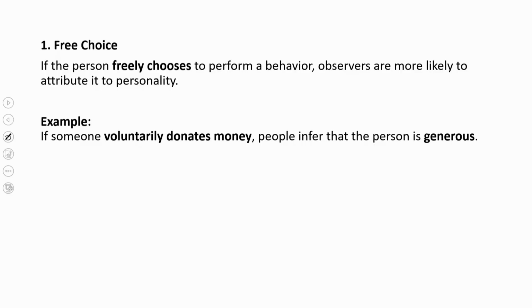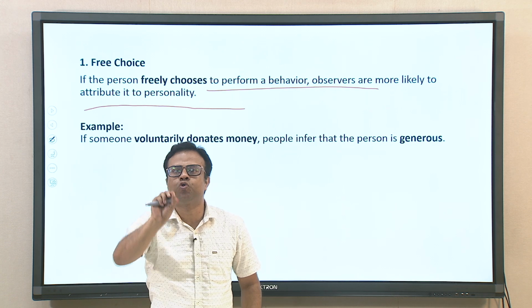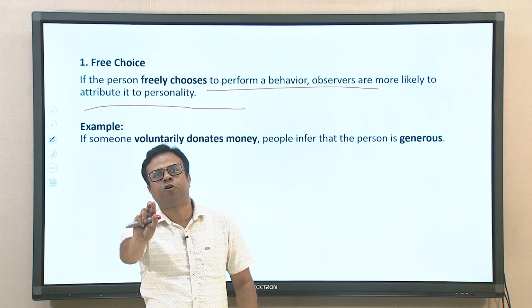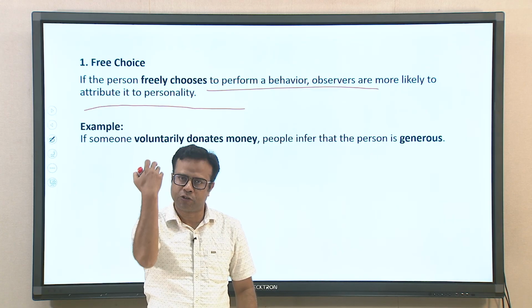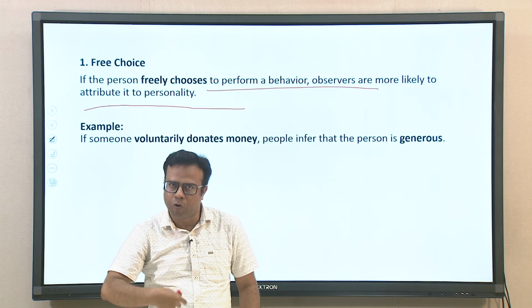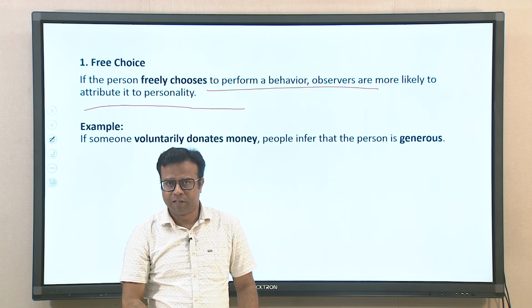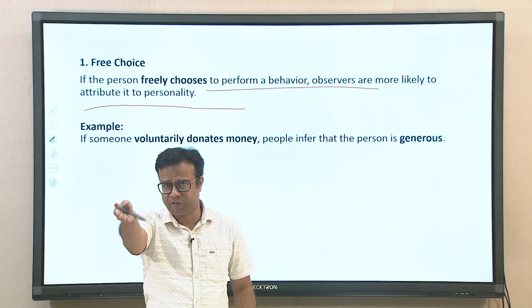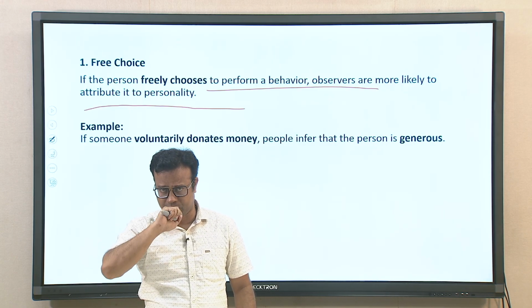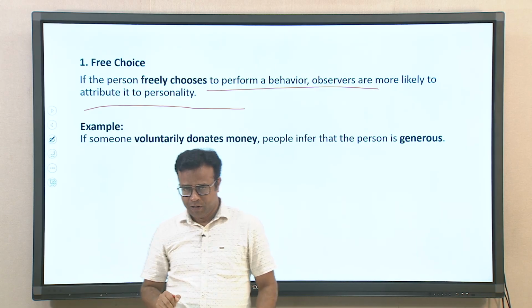First is free choice. If a person freely chooses to perform a behavior, observers are more likely to attribute it to the personality. If you do something out of freedom, you choose to do something, then it is a reflection of your characteristics, because no one is forcing you, you are choosing it. So, that means it will reflect your own internal characteristics. Anyone can guess that this behavior is a reflection of that person's internal characteristics. So, attribution will be internal.